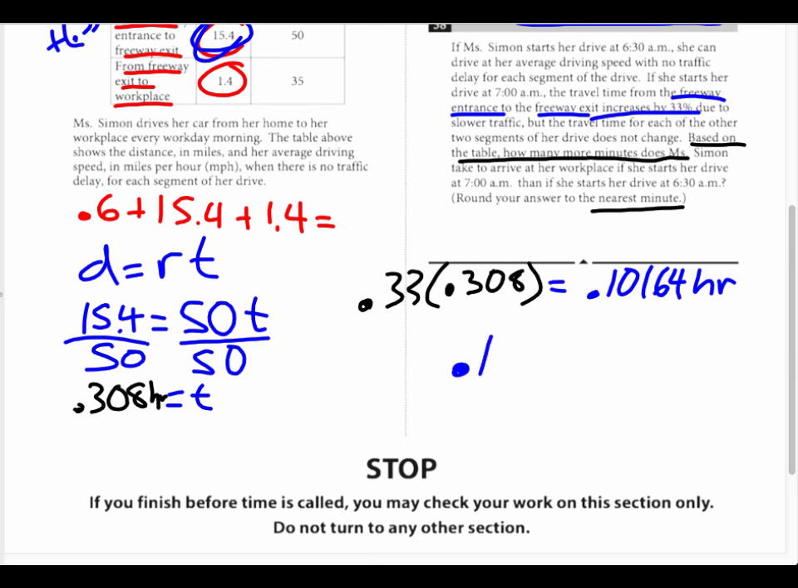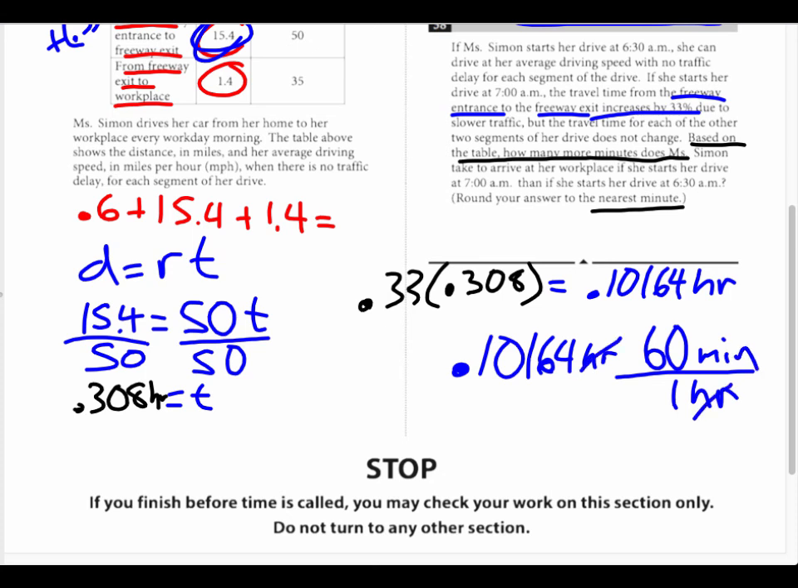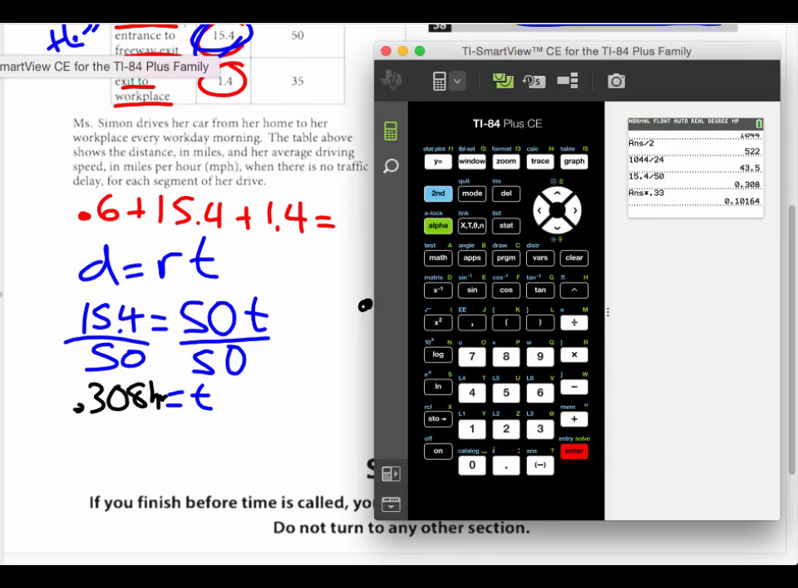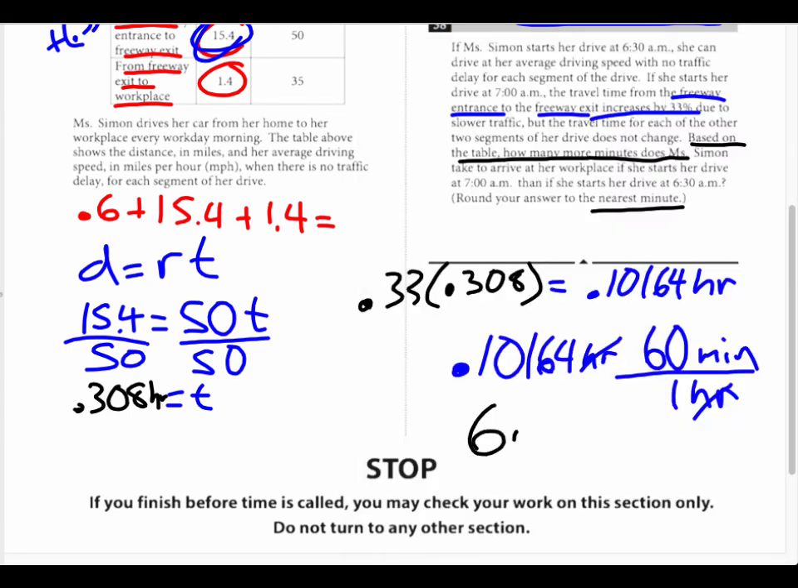So I have 0.010164 hours, and I want to convert that by knowing that 1 hour is equal to 60 minutes. So what do I do on my number? Multiply by 60, and that gives me my answer in minutes. And then we have to round to the nearest minute. So now I'm going to multiply this by 60, and 6 minutes it looks like? Yes. Yeah. 6 minutes.